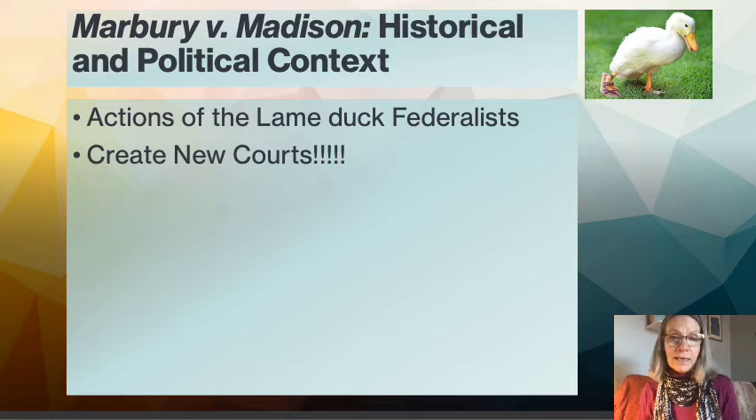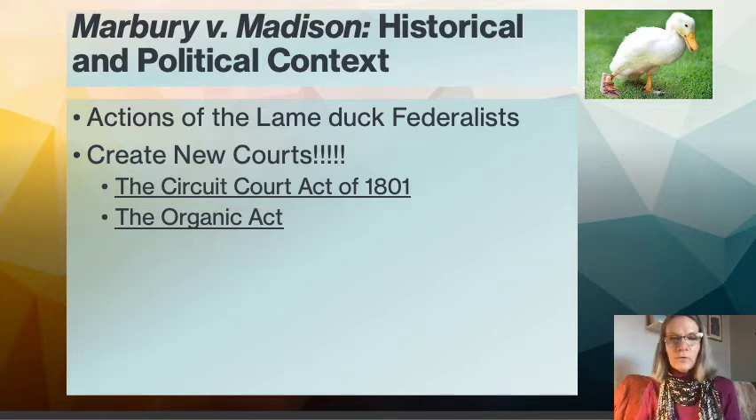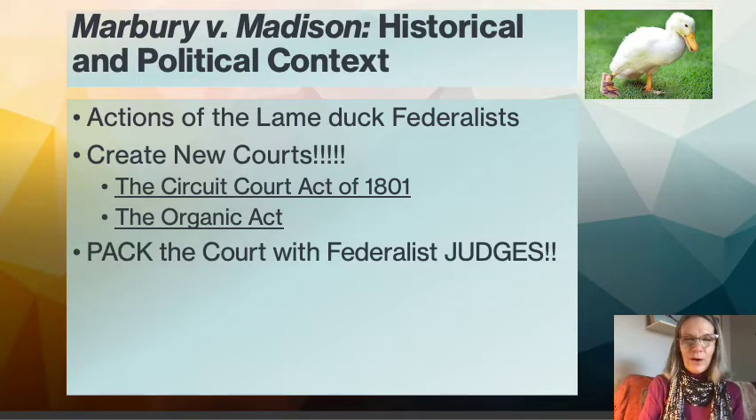What the Federalists did is they were like, we lost, but we're going to create a bunch of new courts, and then we're going to pack those courts with a bunch of Federalist judges. And so they passed two acts. One is the Circuit Court Act of 1801, which creates a whole bunch of new federal courts and therefore a bunch of federal court justices that could be put in those courts. And then the Organic Act, which creates new courts for the District of Columbia. And so the Federalists are like, hey, we're going to leave our mark. We created all these courts, and then we're going to pack those courts with Federalist judges.